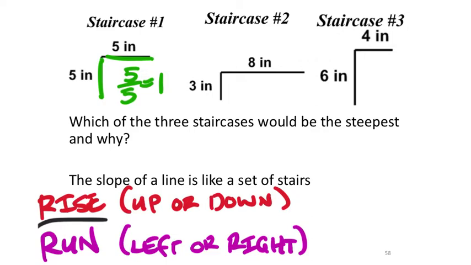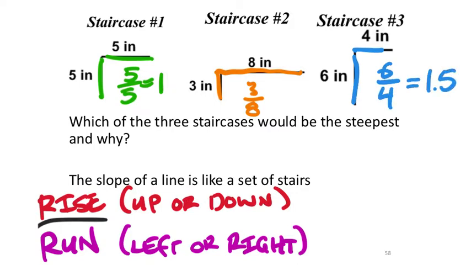This next one, I can see it's up 3, and the run is 8. It's a 3 to 8 ratio, 3/8, which has a decimal, 0.375, if you care. But I can see clearly that this ratio is smaller than this one, and so I know that this one is steeper, at least between these two. But then we have this last one where I have a rise of 6 over a run of 4. 6 over 4 would simplify, I'd just make it 1.5. You can say 3/2 if you want, but 1.5 is good. And now I can see that the one with the steepest staircase is staircase number 3.